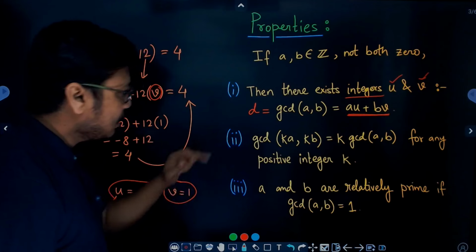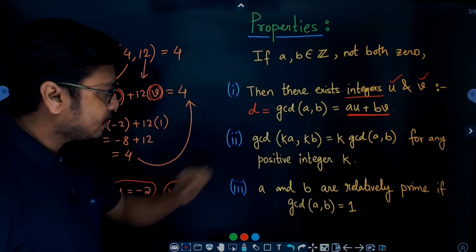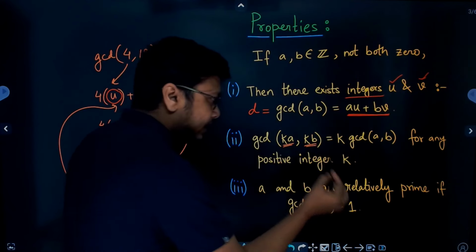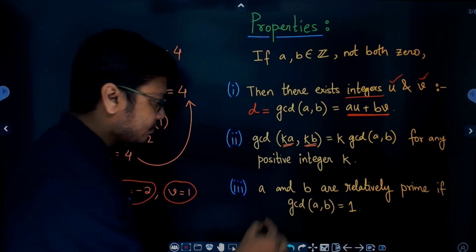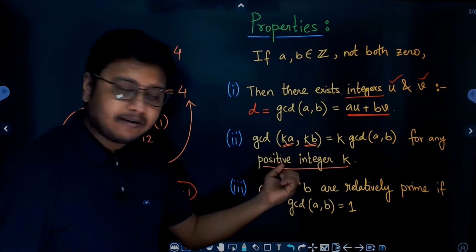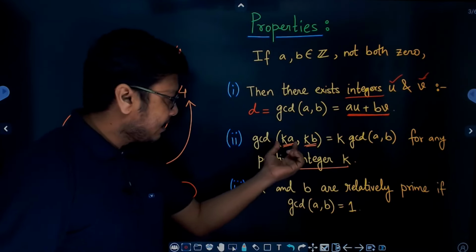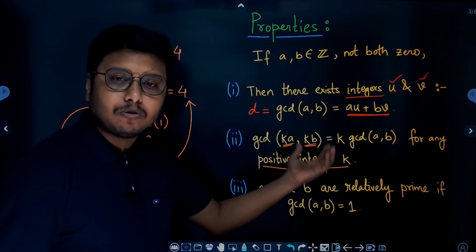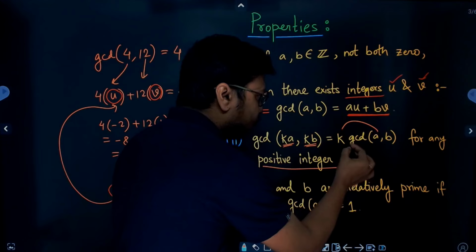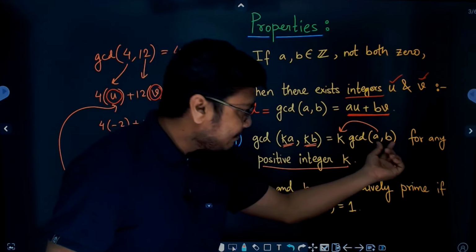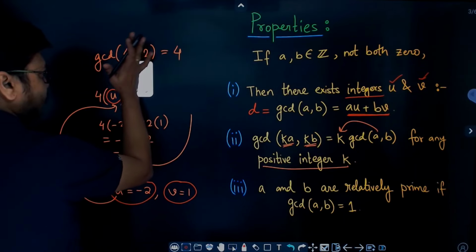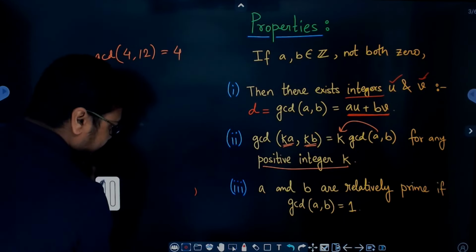Now moving on to the next property, property number 2. It is saying that if we can take a k common, k has to be a positive integer. If I can take a k common from both my input integers, then that k comes completely outside the GCD and the remaining values are there. So let's again take an example. Let's fall back to the same example that we have created here.